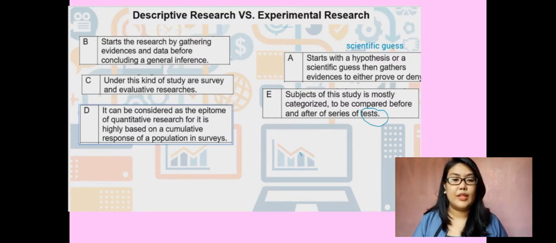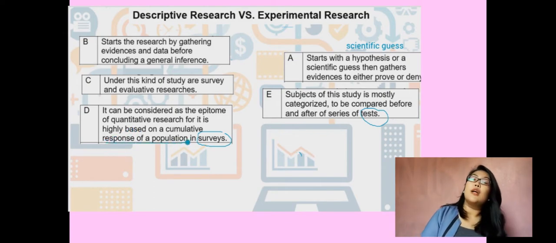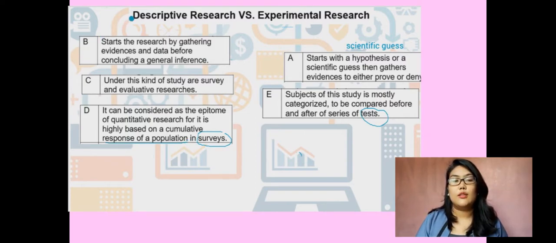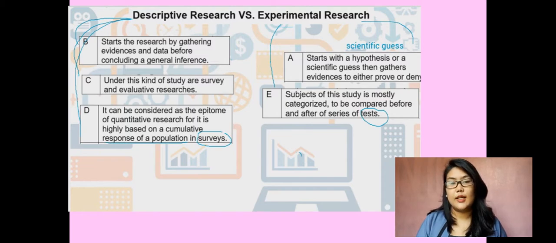Let's try to confirm. Okay, all right, and then you got the word here, surveys. That is your clue. What else? Ayun lang, response of a population. So survey, that is your clue. That's why these things are descriptive. Okay, and the other one, experimental. Okay, let's try to confirm this here.